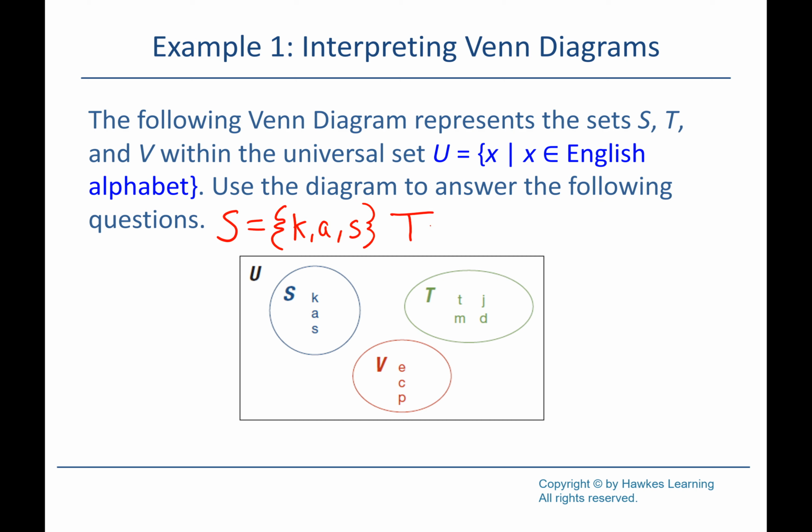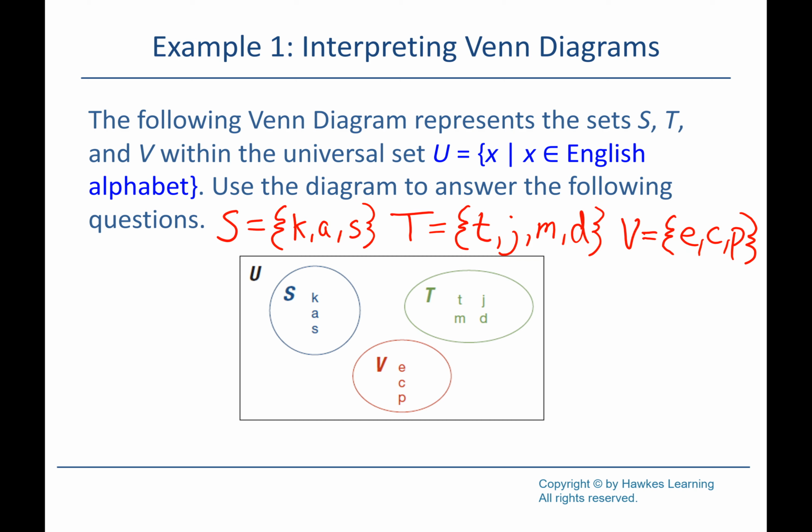Set T. It's probably a little harder to see what these are up here in the back. That color doesn't show up great, and it's a little bit small. That's a lowercase t, a lowercase j, and then M and D are a little bit easier to see. And then set V, the letters E, C, and P. That's it on that. Nothing new really. I'm just picking it off of the Venn diagram.